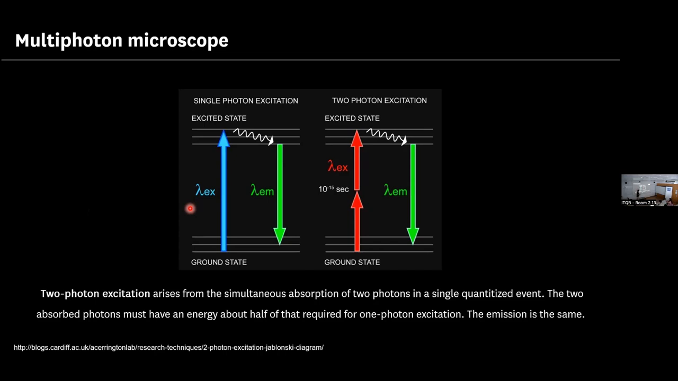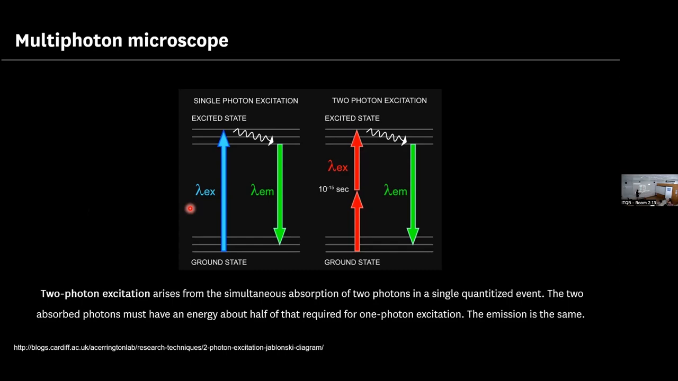In two-photon microscopy, instead of using excitation from a single photon, let's say with 488 nanometers, we're going to use two photons, each of them having half the energy of the single photon that would excite the electron. So twice the wavelength. Instead of using 488 nanometer light, we're going to use 870 nanometers, infrared light, with lower energy and higher wavelength.